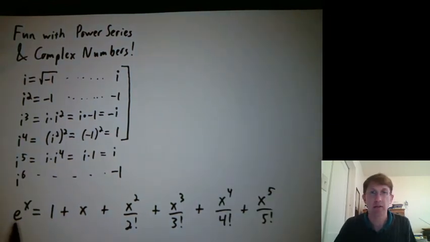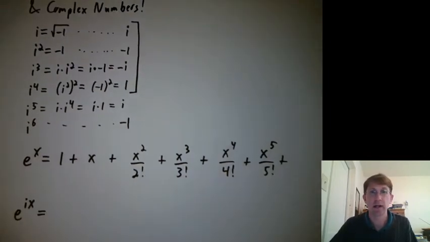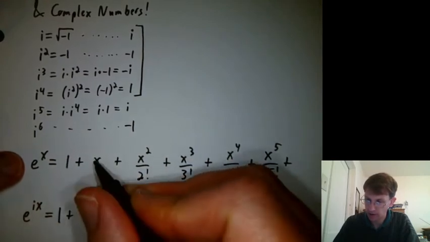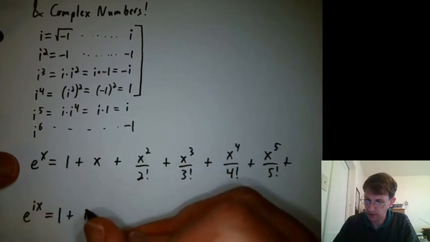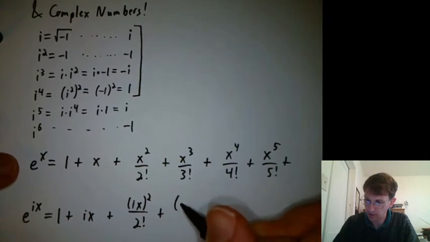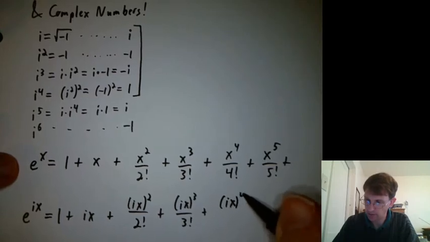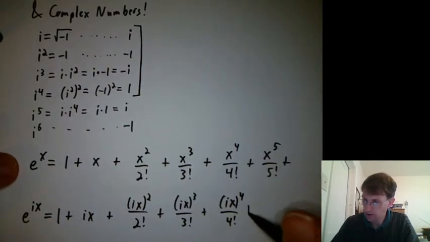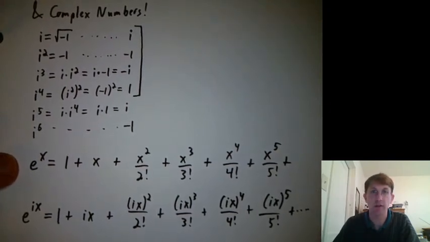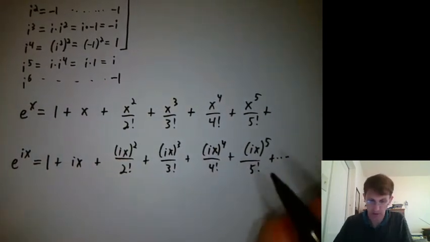Let's combine that idea with our Maclaurin series for e to the x. And let's say, what's e to the ix? So there's no x in this term, so that's just a 1. Instead of x here, I'll just do ix. And then ix squared over 2 factorial, ix cubed over 3 factorial, ix to the 4th over 4 factorial, ix to the 5th over 5 factorial, etc. And now let's break out this squaring. That's squaring each component and multiplying them by each other.